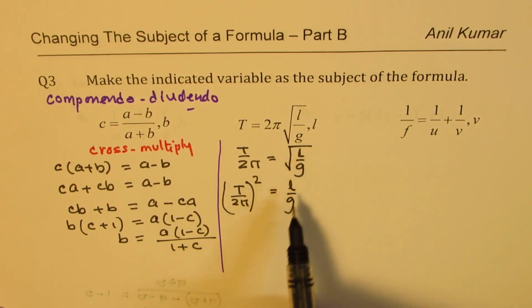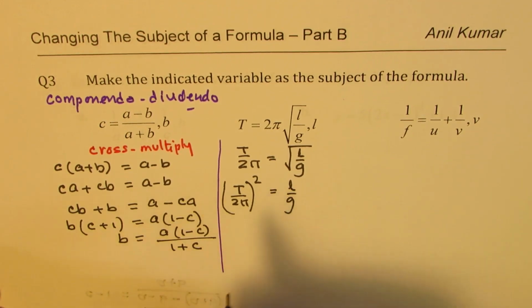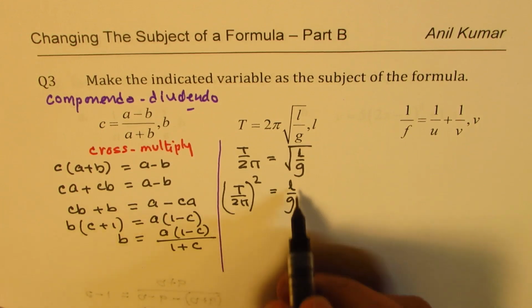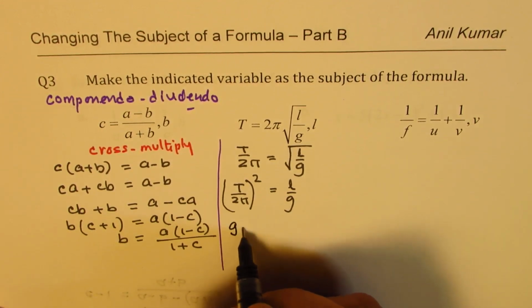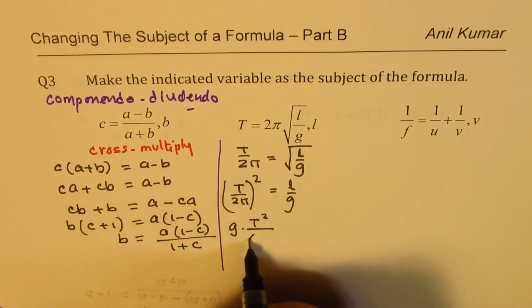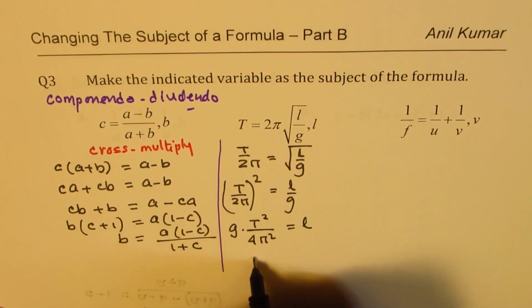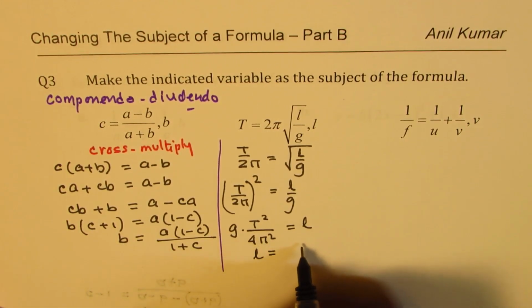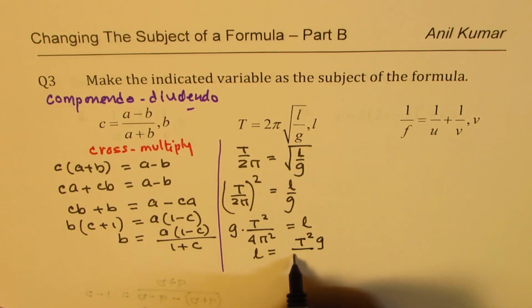Now since both L and G are positive, we don't really have to write their absolute value. They're always positive. Okay. Now L will be multiplied by G. So we can write G times t square over 2 pi square, which is 4 pi square, right? So that is the value of L, or you can write L equals t square G over 4 pi square.